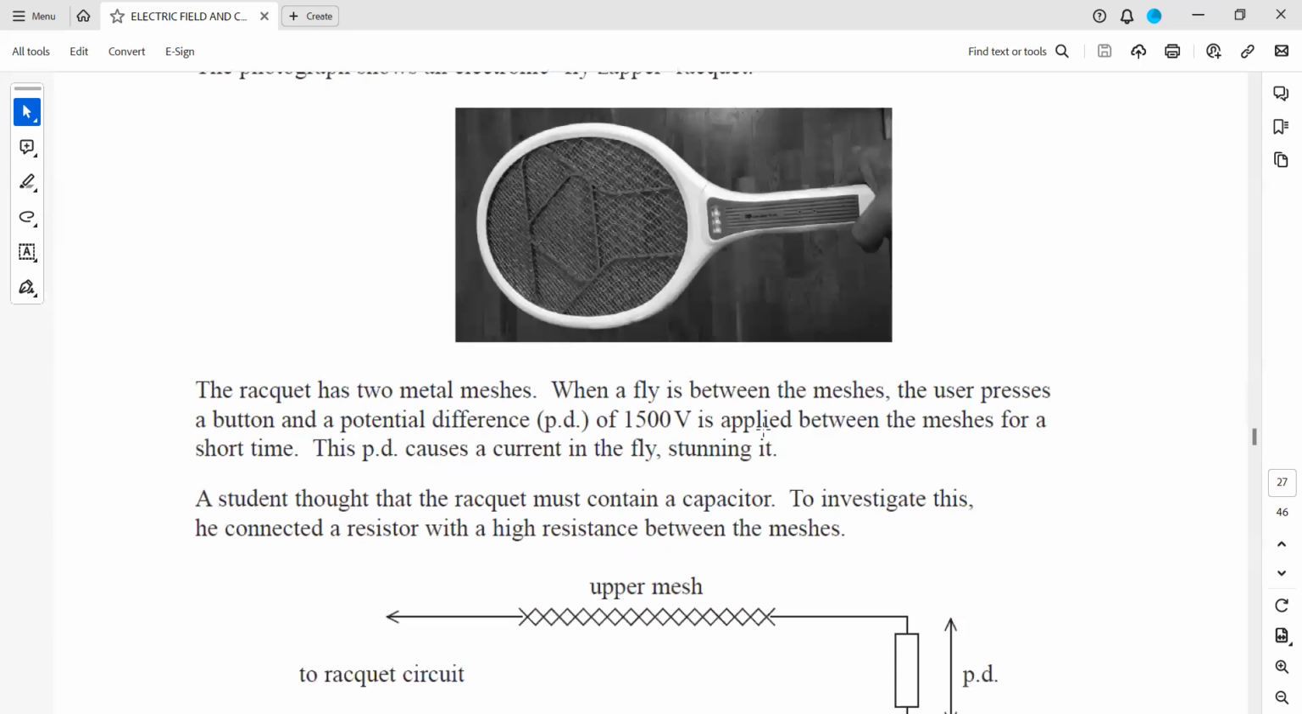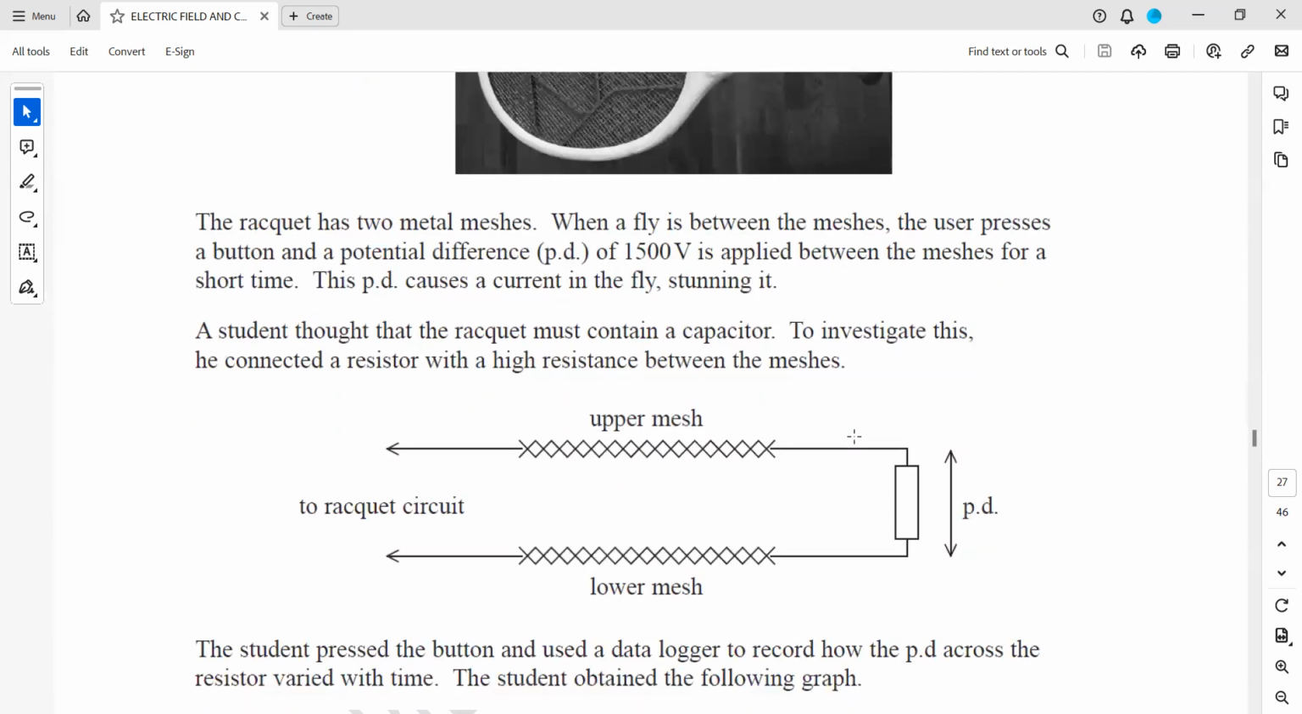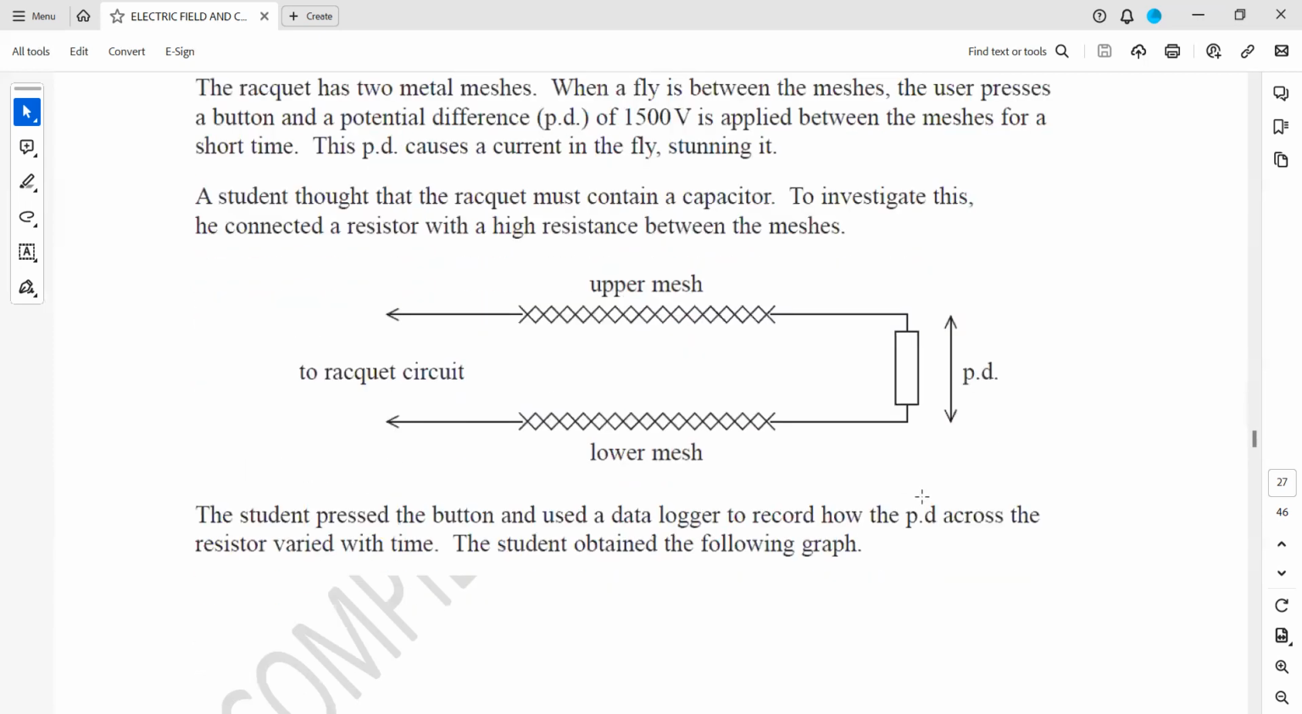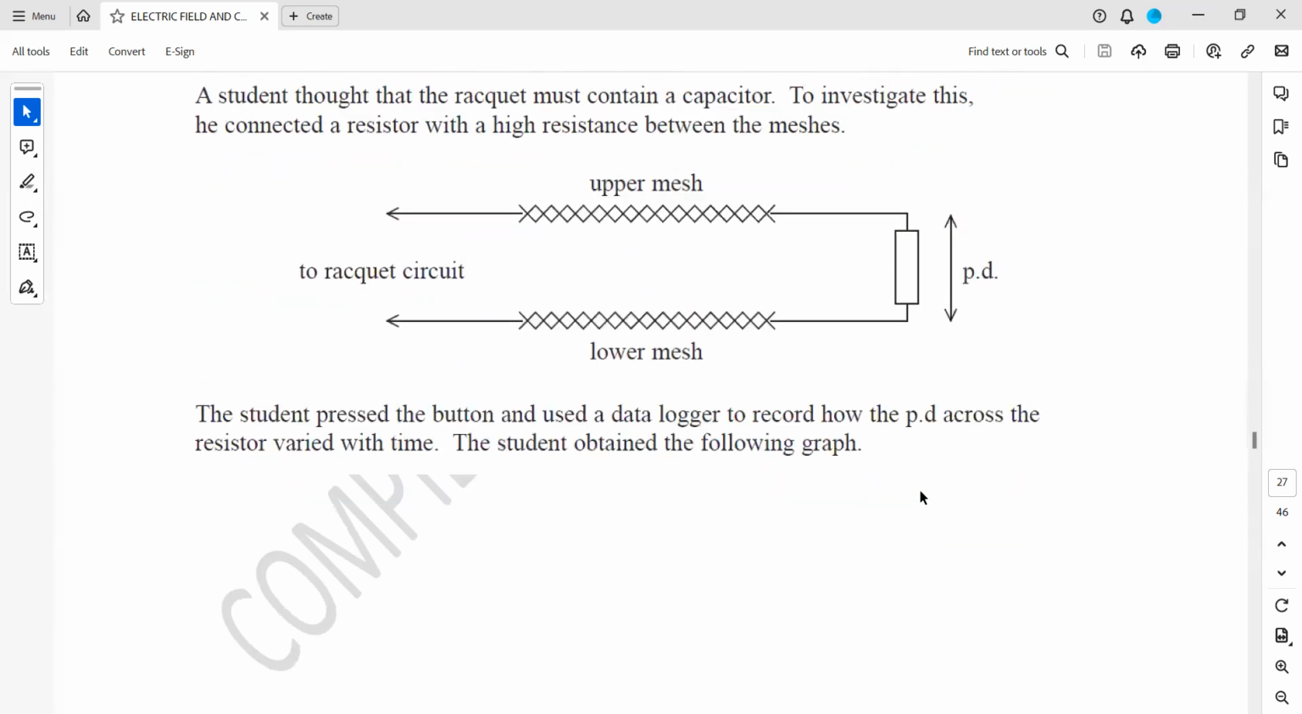A student thought that the racket must contain a capacitor. To investigate this, he connected a resistor with a high resistance between the meshes. So the upper and the lower meshes are there, and he connected the resistor. The student pressed the button and used a data logger to record the potential. Why a data logger? Because whenever the potential changes, using a data logger we can record many values in a short interval.